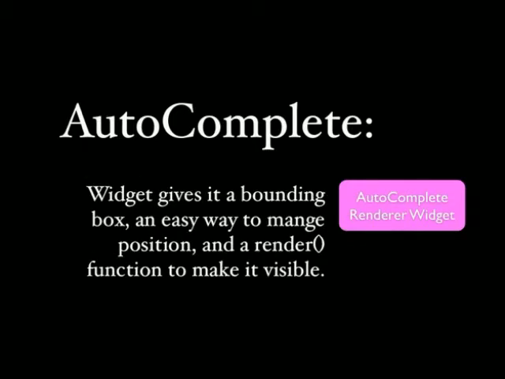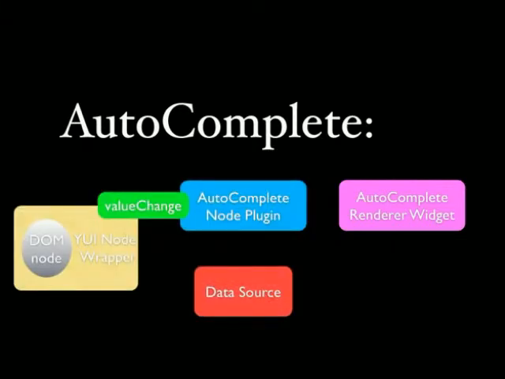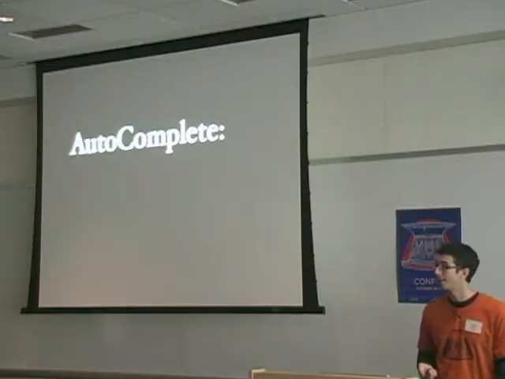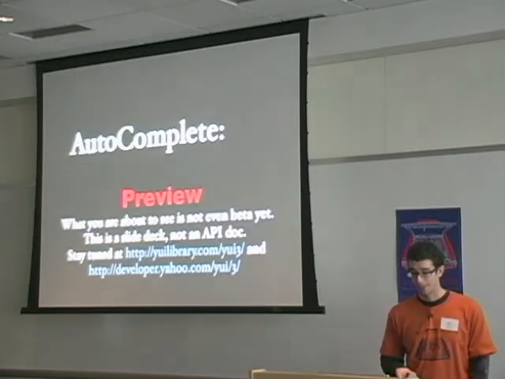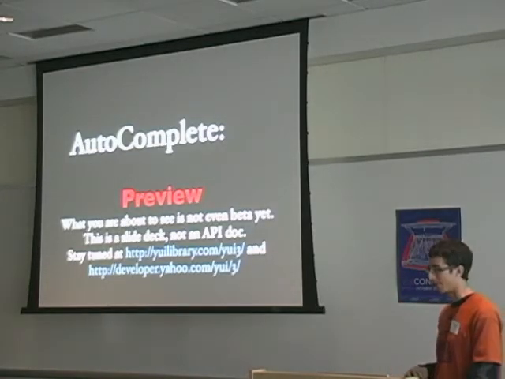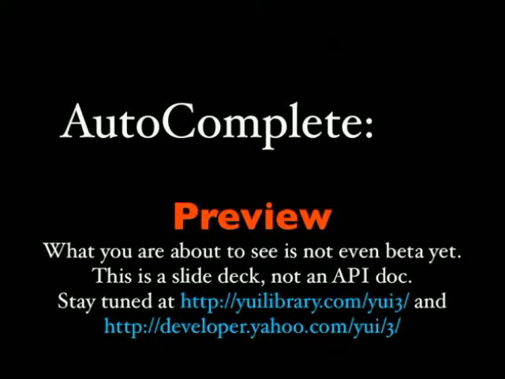Widget's basically going to give it a bounding box, an easy way to manage the position, and a render function to make it visible. So here's what this looks like now. Again, I can see all the blog posts going out, and the tweets and whatnot from people in the back row, like, much hyped autocomplete module doesn't even work. So I put this scary warning here.